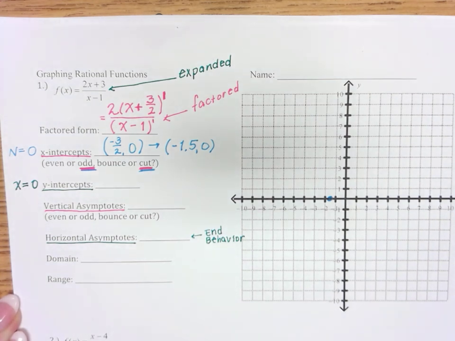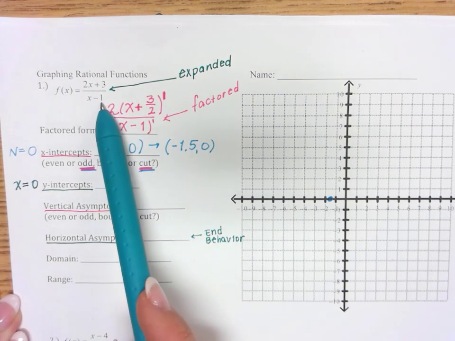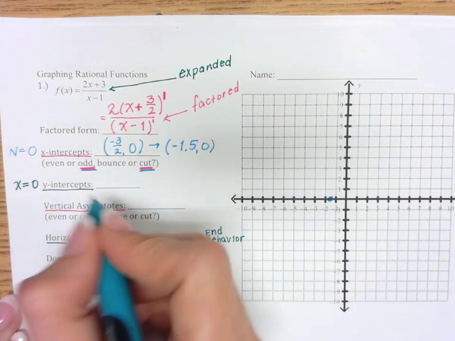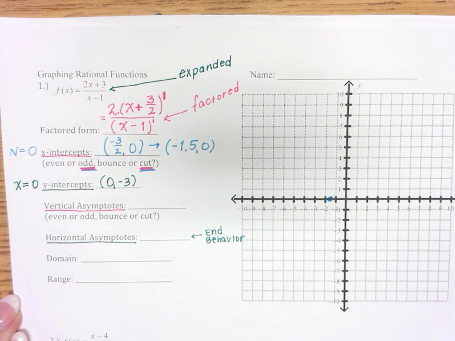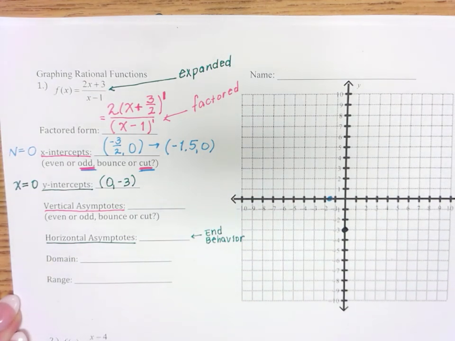So when we want our y-intercepts, we're going to fill in 0 for x. If I do that right up here, you'll get 3 over negative 1. 3 divided by negative 1 is negative 3. So 0 comma negative 3. You don't need to mark that as a bounce or a cut because you always cut through the y-axis.